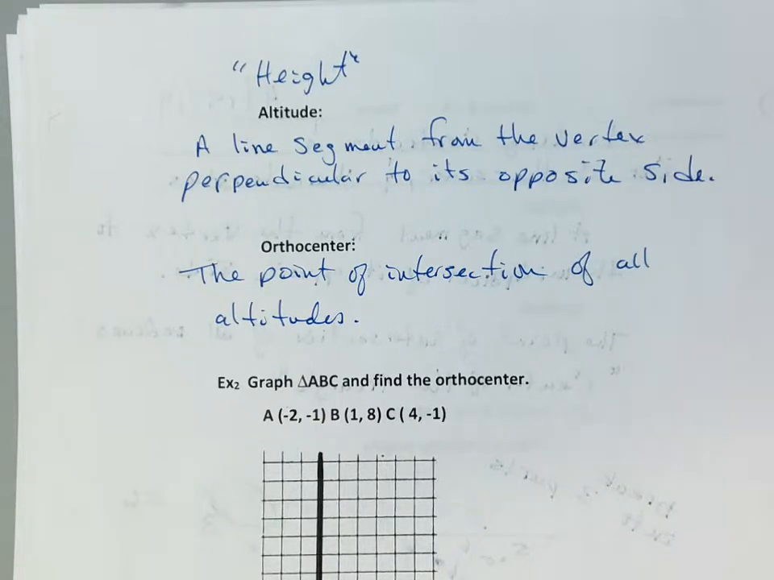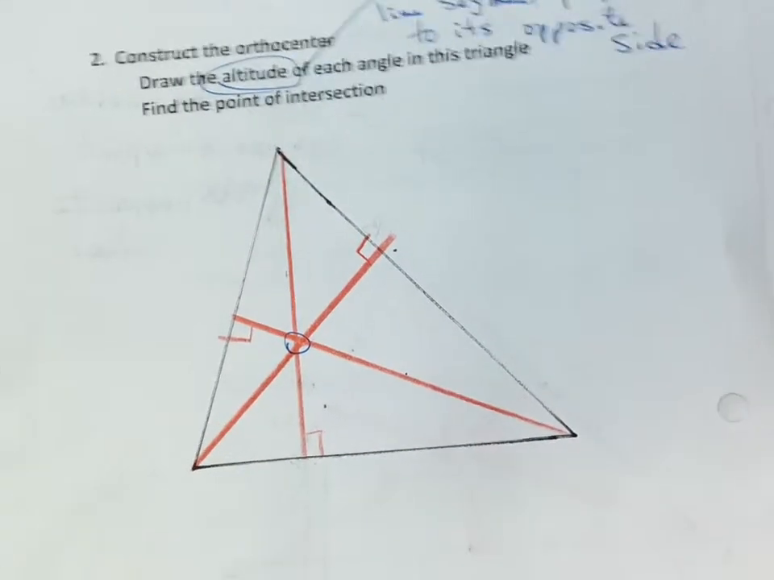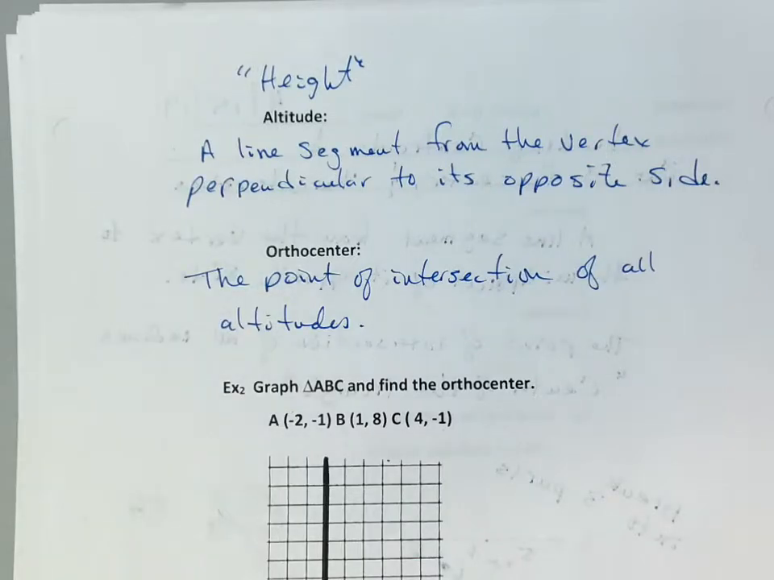And that's what we did on a little construction. We drew all of our altitudes in. They intersect in a single point called the orthocenter, okay? And there's nothing really special about the orthocenter. It's just a definition. It's not really used for anything, but it is what it is, okay?